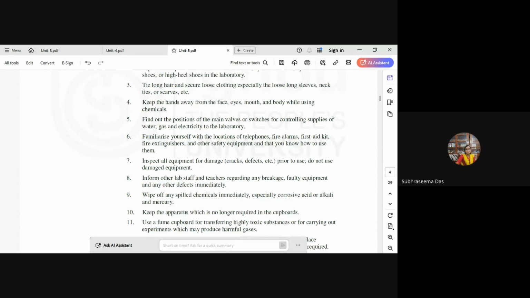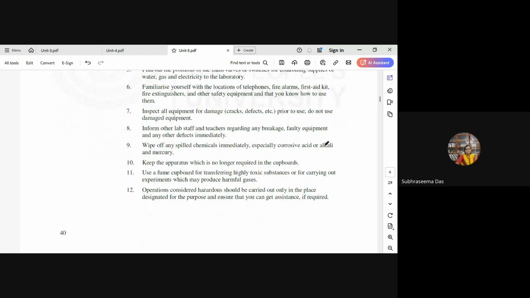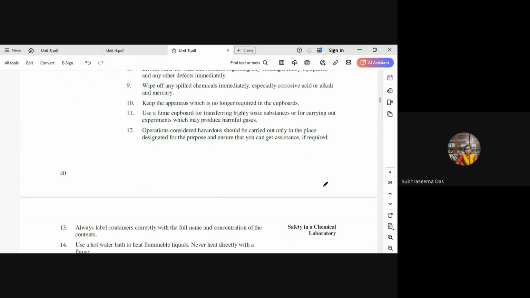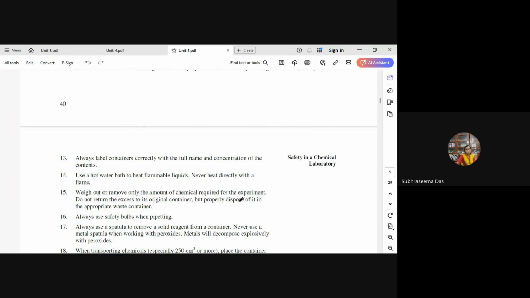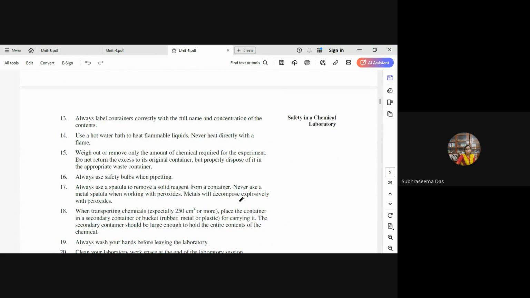Then if we have any spill of chemicals, acid or alkali, it should always be cleaned. The apparatus which are no longer in use should be kept separate. A fume hood must be present for absorption of the toxic gases that come out during the course of a reaction. For other operations that are hazardous, we should always be ready to get help or assistance. And the containers holding hazardous chemicals should always be labeled.